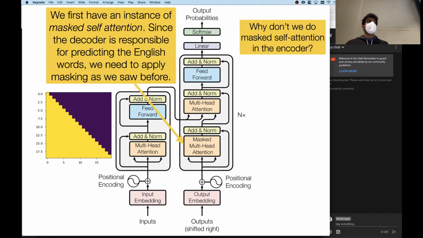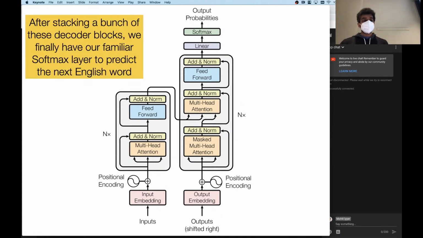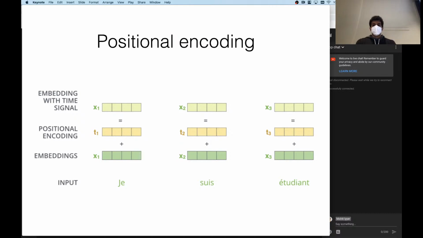Once we do this masked attention, then we move on to the cross attention. So we take the outputs of the masked self-attention, and then we use them to get query vectors, which we then use to compute the attention scores over the output of the encoder's final layer hidden states. Then after we stack up these decoder blocks, however many times we can fit into our GPU, we eventually get to the softmax layer, which is predicting the next word for every position of the decoder. Okay, so any questions about that?